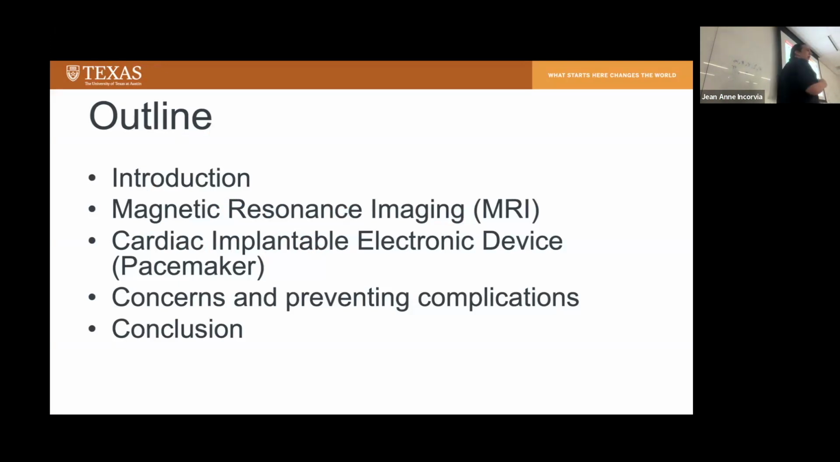So I'm going to go ahead and have a brief introduction, go over the physics of an MRI, introduce a cardiac implantable electronic device, or a pacemaker in this case, and some concerns and preventing complications, and then I'll conclude.